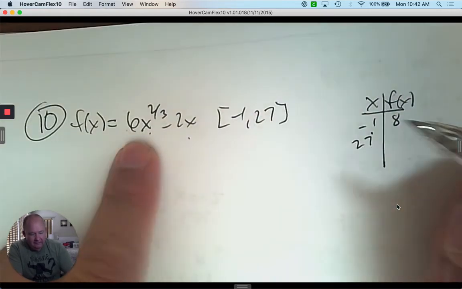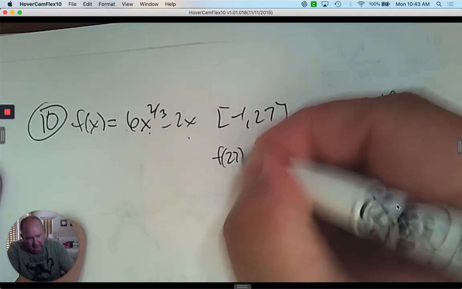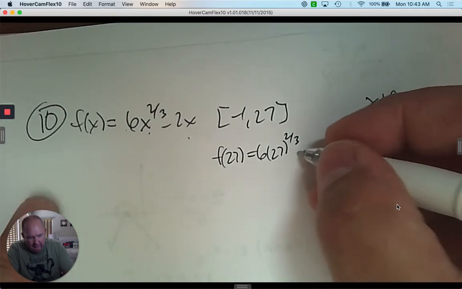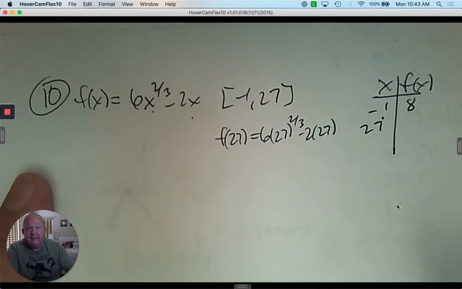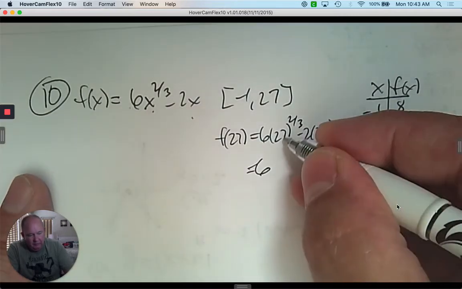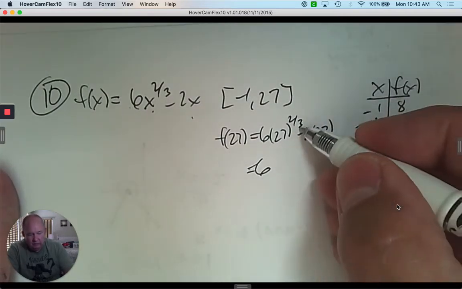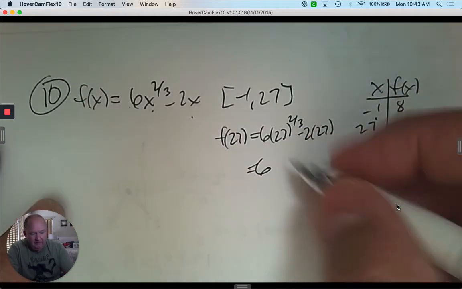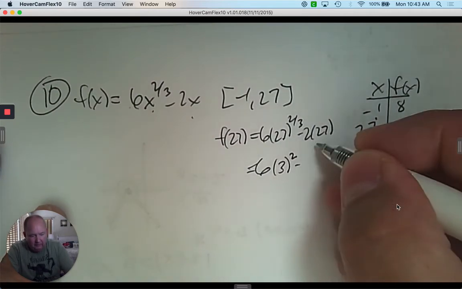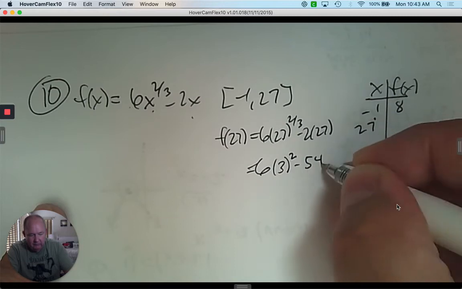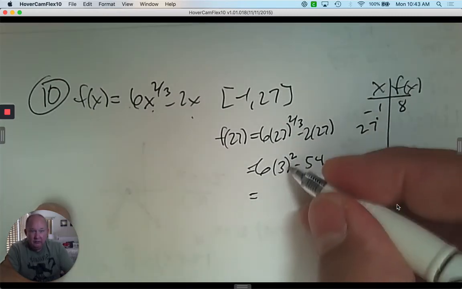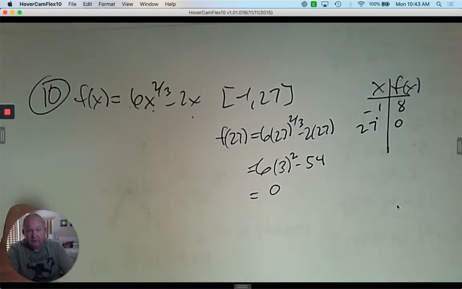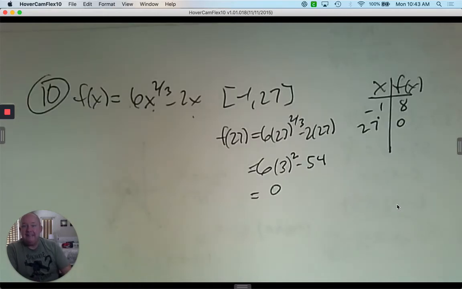If I do 27, let's guide you through this just a little bit. Just a little bit of number sense, not calculus. But that can be tricky too, I know. So plug in 27 and get an answer. So how about this part right here? 27 to the 2/3. So the cube root of 27, what number 3 times itself is 27? That answer's 3. And then when you get the answer 3, you square it. Now 2 times 27 is 54. We're getting there. 3 squared is 9 times 6 is 54. So this is 54 take away 54. That answer is 0.